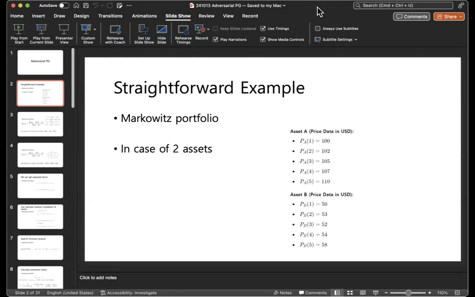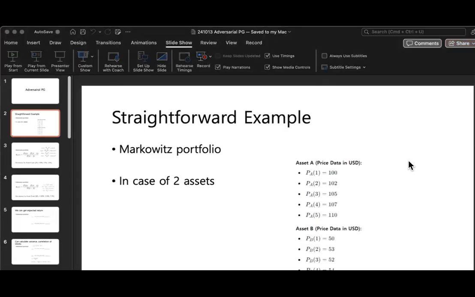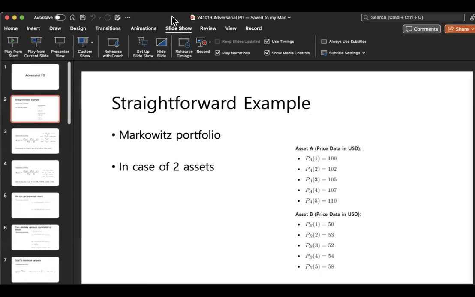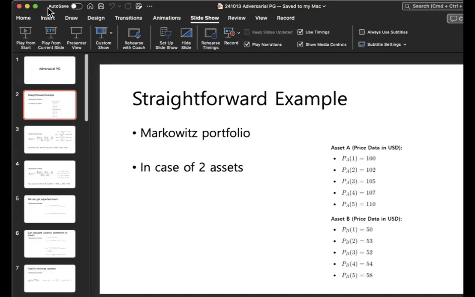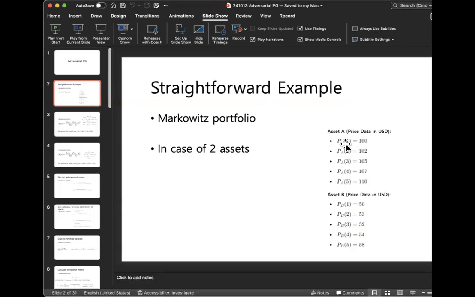First, I will briefly introduce Markowitz portfolio theory, which is calculating variance and expected return to formulate the perfect portfolio. I will give an example with two assets. Say there is asset A, which shows the price of each day from day 1 to day 5, and there is asset B, which also has prices from day 1 to day 5.